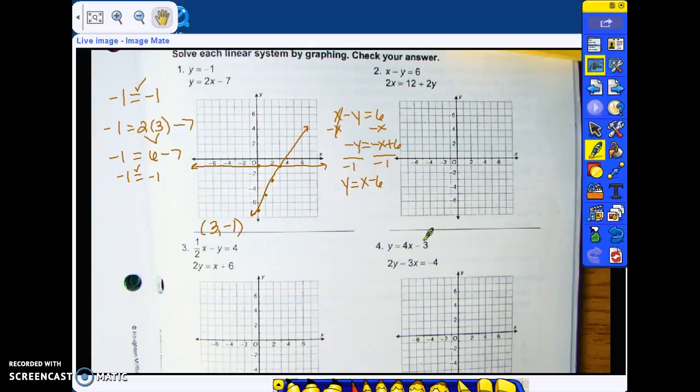When I graph this, I start at my y-intercept, the number that's by itself. I'm going to go down to -6. My slope is the number that's with my x, that is 1, so I'm going up 1 to the right 1, up 1 to the right 1, however many times you need to do that.